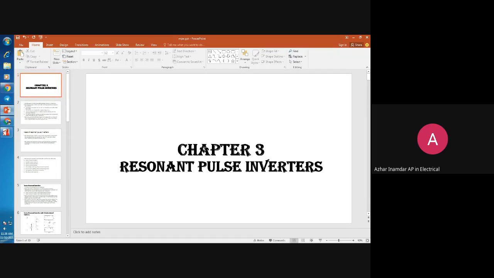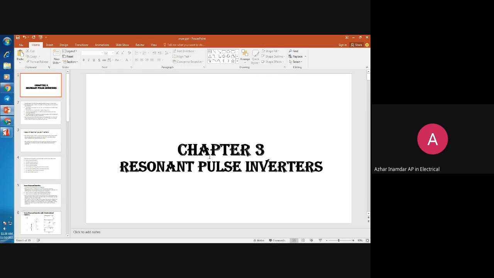So we are going to start with our third chapter, that is resonant pulse inverter. Before starting the main point, in this chapter we are going to study the series resonant inverter with unidirectional and bidirectional switches. Then we are going to study parallel resonant inverters, then voltage control of resonant inverters. After that, zero current and zero voltage switching resonant converters, and then two quadrant zero voltage source resonant converters, and then resonant DC link inverters, and then the control techniques. So this much we are going to study in the third chapter.